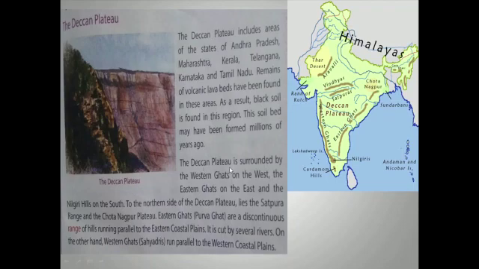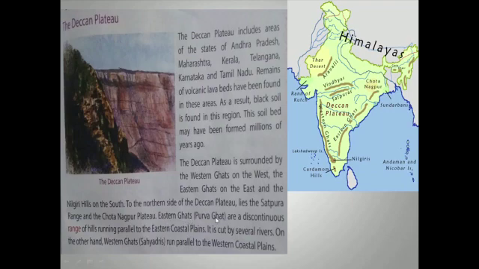The Deccan Plateau is surrounded by the Western Ghats on the west. As you can see here, Western Ghats on the west. The Eastern Ghats on the east. Here you can see in the map, the Eastern Ghats on the east. And the Nilgiri Hills on the south. Nilgiri Hills, you can see here, it is in the south. To the northern side of the Deccan Plateau lies the Satpura Range and the Chota Nagpur Plateau.